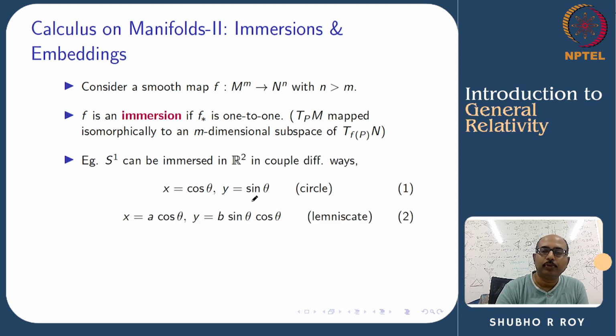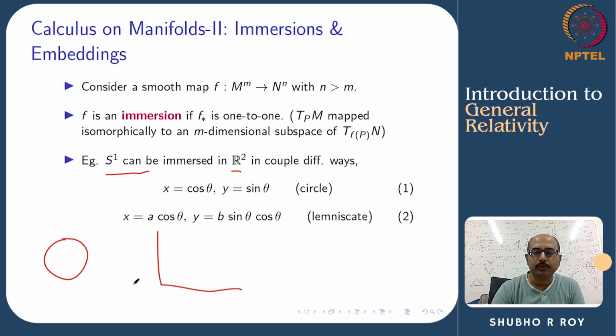Okay, so let me give you an example to drive home this message. So this is our familiar example, S1, which is immersed in R2. So S1 is a circle, and we are going to immerse it into R2, which is the two-dimensional Euclidean plane. And this can be done in many ways. One way is to choose... So remember, the circle is parameterized by theta. It's a one-dimensional manifold, so it only needs one coordinate to describe it. And R2 is, of course, given by two coordinates, x and y. So I've drawn these axes.